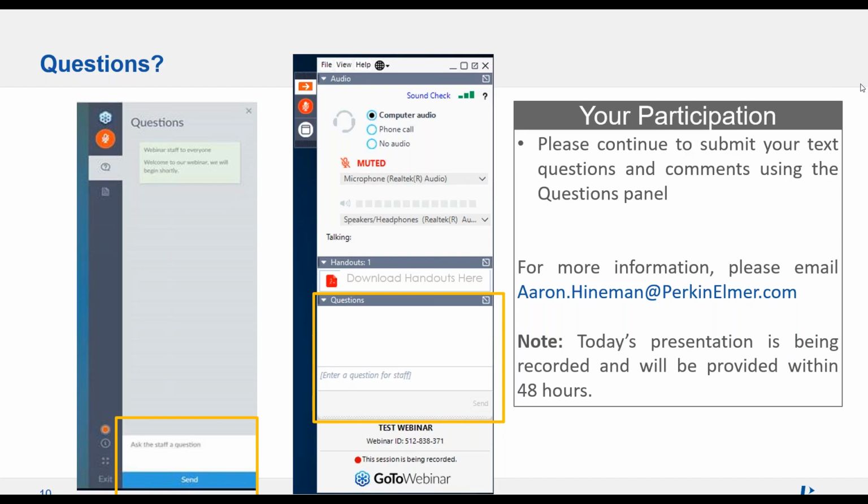The first question: a viewer is asking, in attenuation mode, why are other wavelengths not affected?